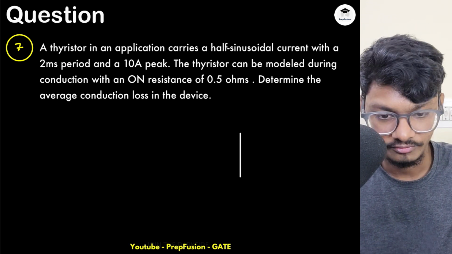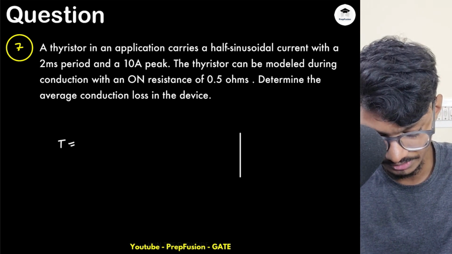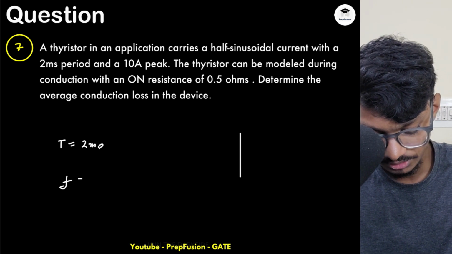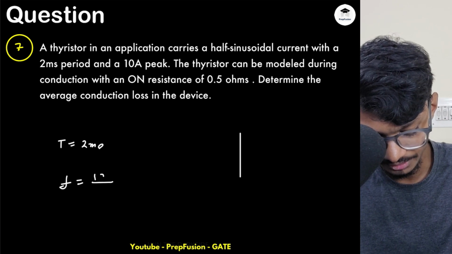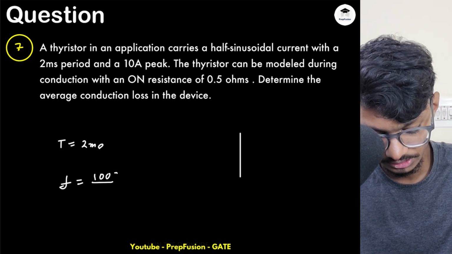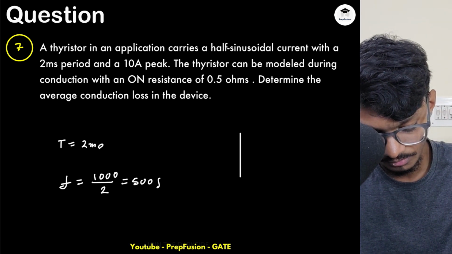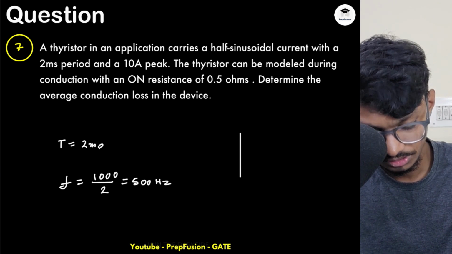50 hertz. So this thing should be kept in mind, right? So not 50, sorry, frequency is 500, because what does 2 millisecond mean? If I do 1 by T, this will be 1000 by 2, right? Yeah, 500, not 50. 50 is for 20 milliseconds. So this will be 500 hertz or 0.5 kilohertz. Okay.